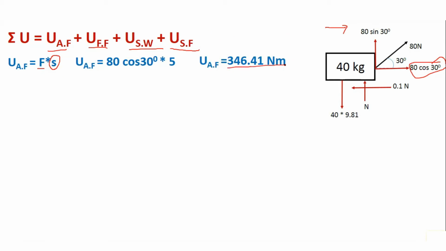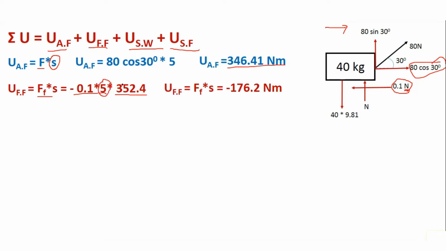Now let us start the second one. Work done by frictional force. Again you can see that the frictional force acting on the body is 0.1 N, and the value of N we have already found out. So I will write the formula as U_F is equal to frictional force, that is mu into N. So mu is 0.1, N is 352.4, and displacement is given to us as 5. So the final answer for frictional force will be minus 176.2 Newton meters.